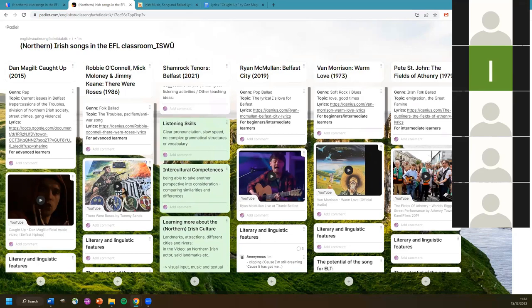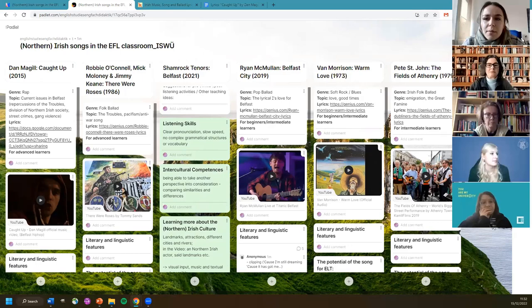Okay. And we said that because of that clear pronunciation, you can improve their listening skills. Also, because the grammatical structures are not that complex, they can focus on what they are hearing, and the speed is not too fast because it's a ballad, it's like an ode to Belfast. So yes, this would be one point.